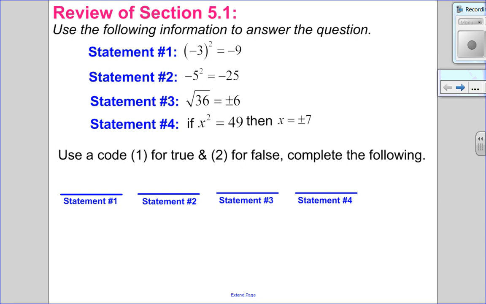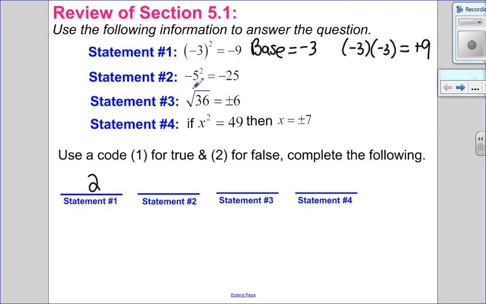In this first question, I have 4 different statements and I want to code them as either true or false. Let's look at statement number 1. It says (-3) squared. When I have -3 in brackets, that means my base, or my repeated factor, is -3. So I multiply -3 by itself, and I get +9, not -3. So statement number 1 is false.